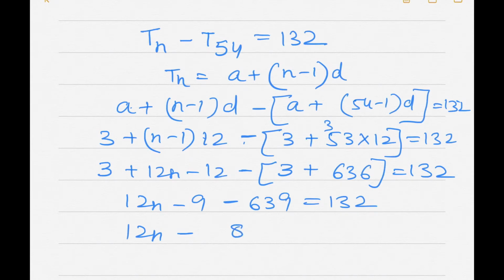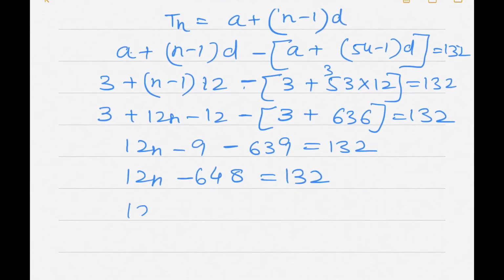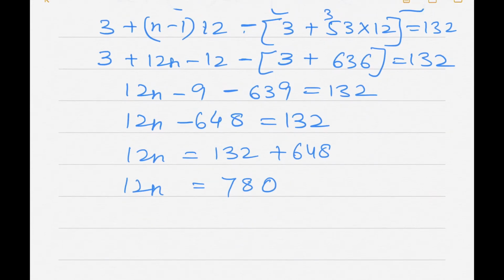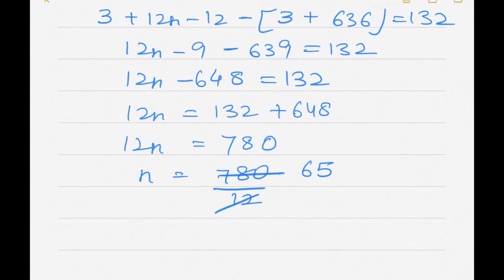So 9 and 9, 18, 4, 648 is equal to 132. Now 12n is equal to 132 plus 648. Okay, now 12n is equal to 780. Now this gives me n is equal to 780 by 12. So I know 12 6 is 72 and 5, right? So my n is 65.